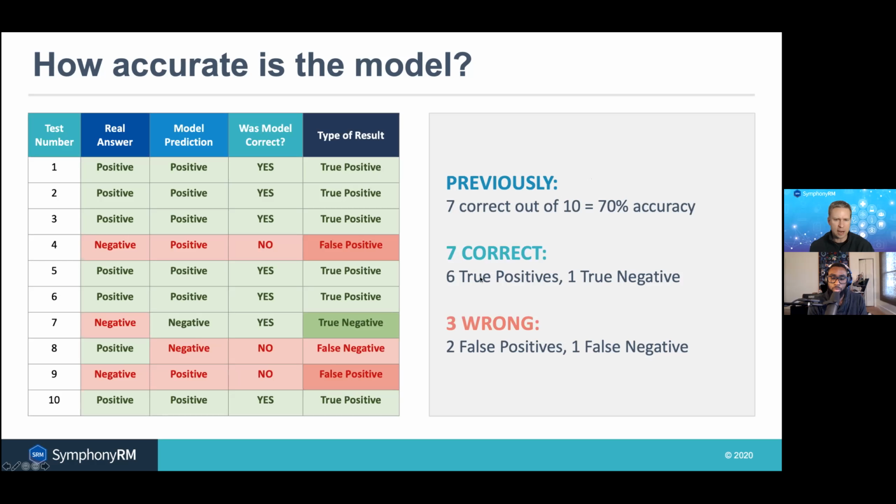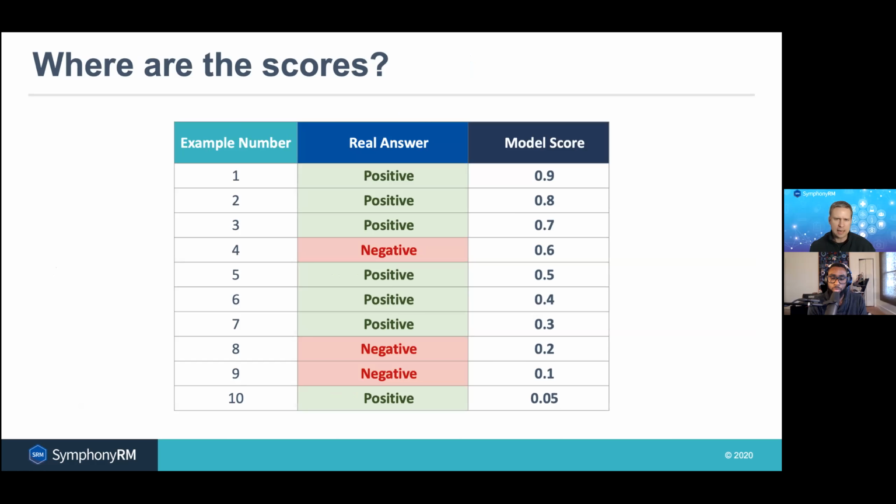For our 7 correct, in our simple little 10 example scenario, 6 were true positives, 1 was a true negative. So we got those right. And out of the 3 that our model got wrong, 2 were false positives and 1 was false negative. So now we've got a more sophisticated view of the accuracy. So let's keep going and build on that and ask, where are the scores?